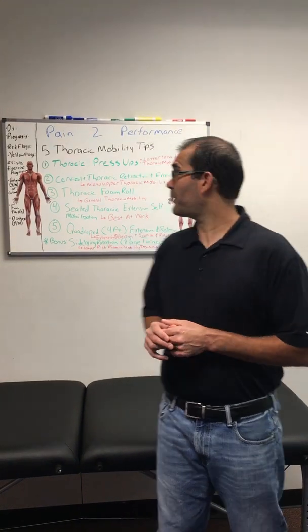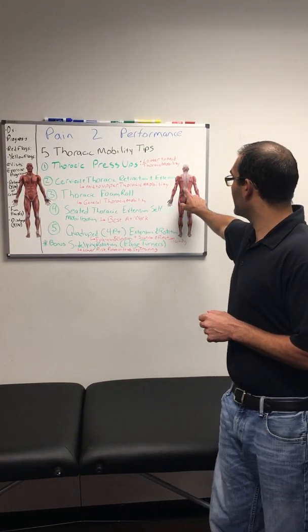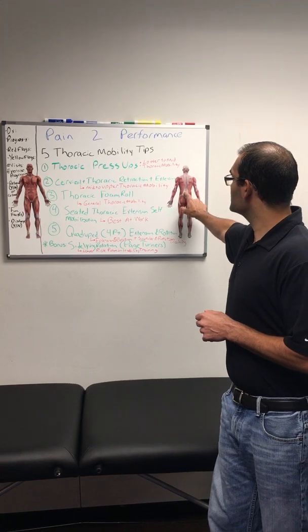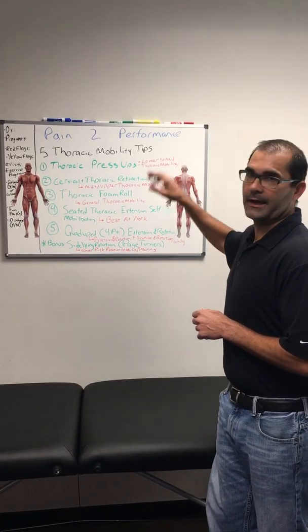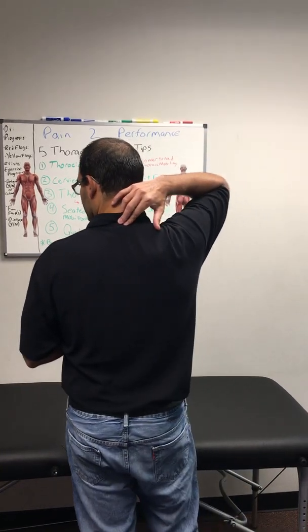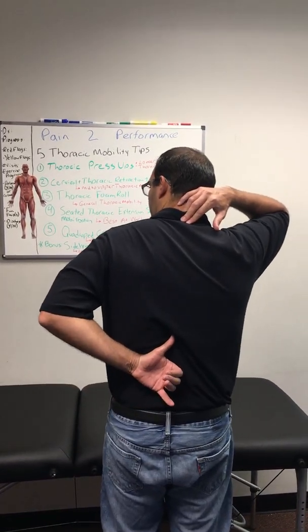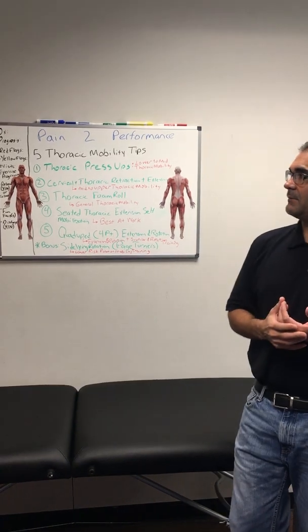I want to talk about the thoracic spine. The thoracic spine is the area where the low back transitions into the mid back and where the mid back transitions up to the neck. So basically from this bump, this base right through here, to this area right through here is the thoracic spine, that mid back. This area creates a lot of mischief.